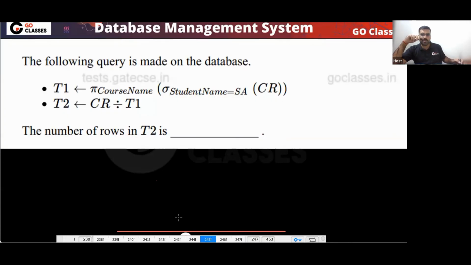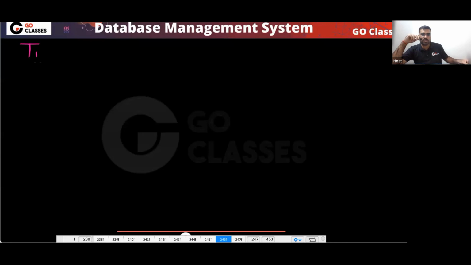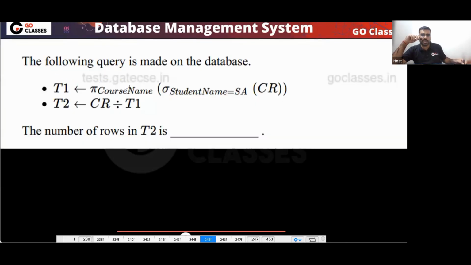So what is T1 doing? Tell me. Here the question is, what is T1? T1 is just the name for this table. For this table, we are giving the name T1.